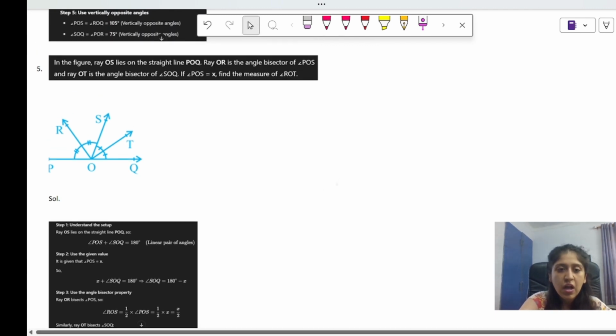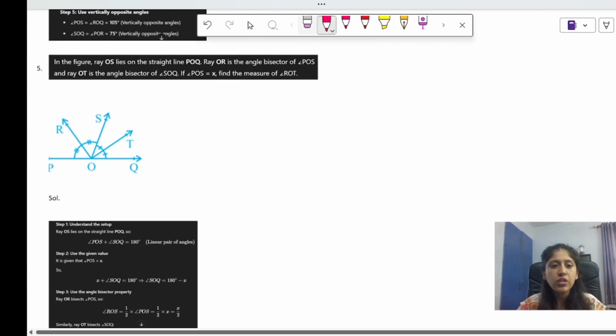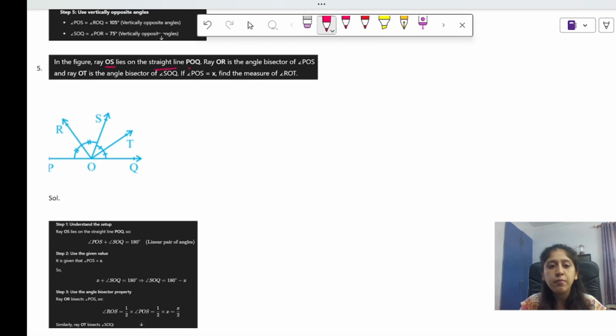Okay, let's just see. The question says, in the figure, ray OS lies on a straight line POQ. That's right. Ray OR is the angle bisector of POS. What is angle bisector? Look here.